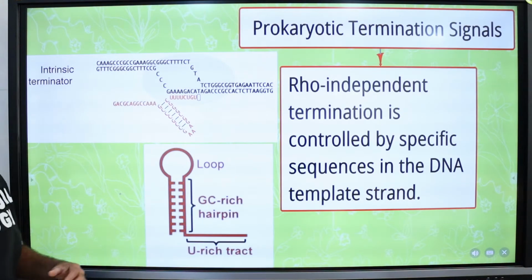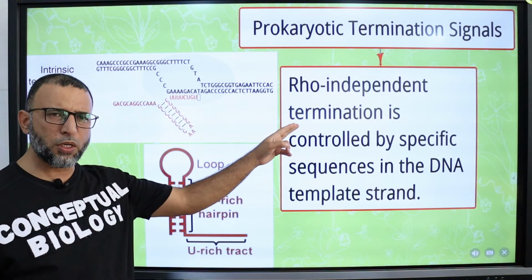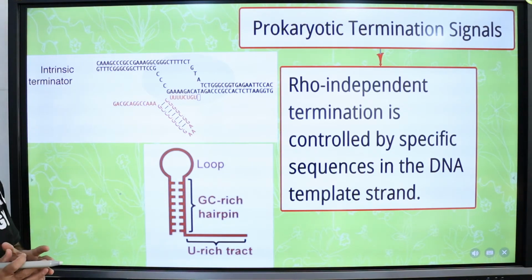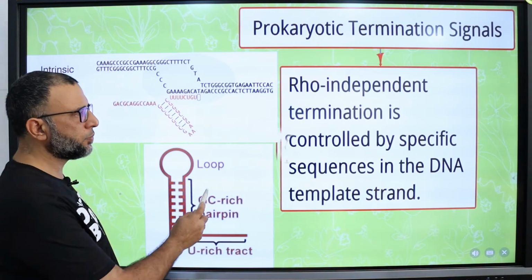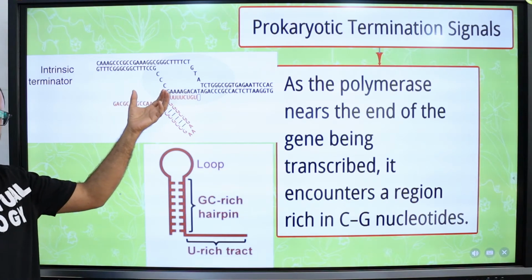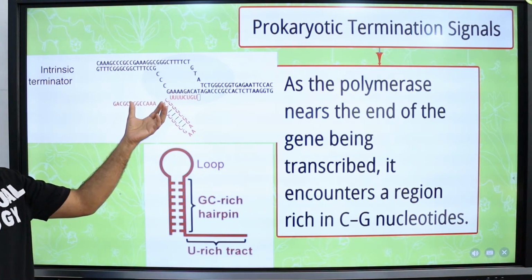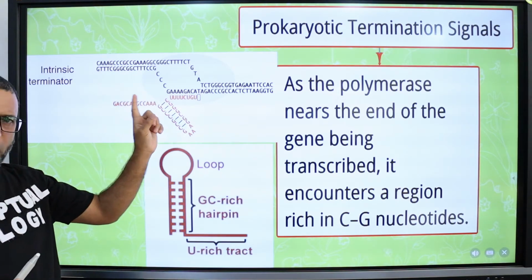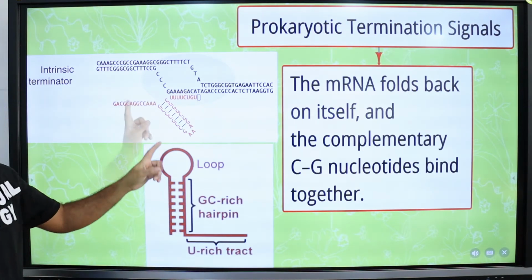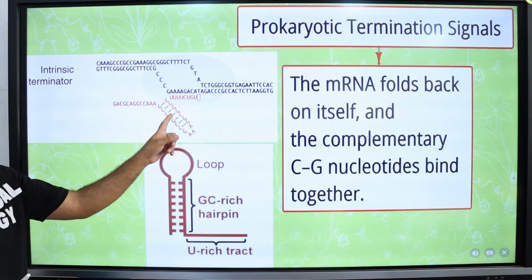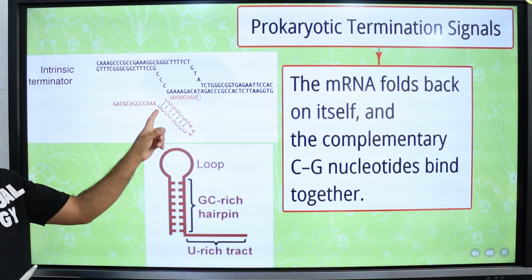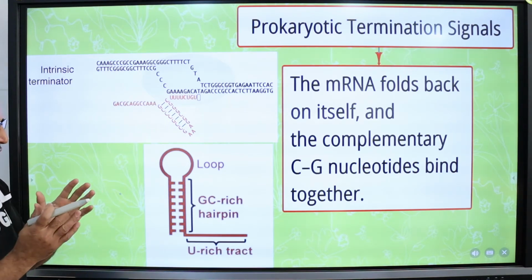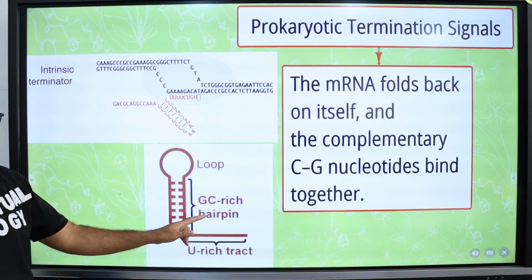The second type of termination, which is known as rho independent termination, is also known as intrinsic termination. It is controlled by specific sequences in the DNA template strand. As the polymerase enzyme nears the end of the gene being transcribed, it encounters a region rich in cytosine guanine nucleotides in the messenger RNA. So, the messenger RNA that is rich with cytosine guanine nucleotides folds back on itself, and complementary cytosine guanine nucleotides bind together to form a GC rich hairpin loop.